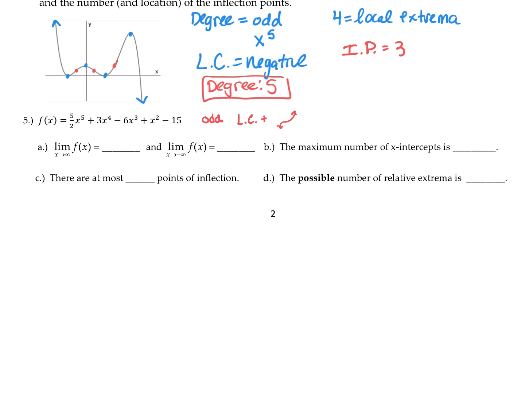So that means as x goes to the right, my function will go towards infinity, and as x goes to the left, my function will go towards negative infinity. Since the degree is 5, the maximum number of x-intercepts would be the same as the degree, so that would also be 5. The most inflection points, well, that's always the degree minus 2, so there'd be 3. Possible number of relative extrema, well, that's at most 1 less than the degree, so potentially 4 or 2 or 0.